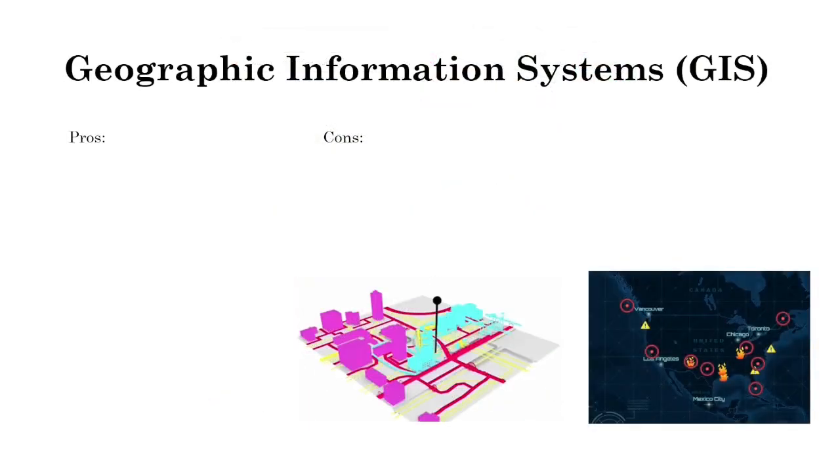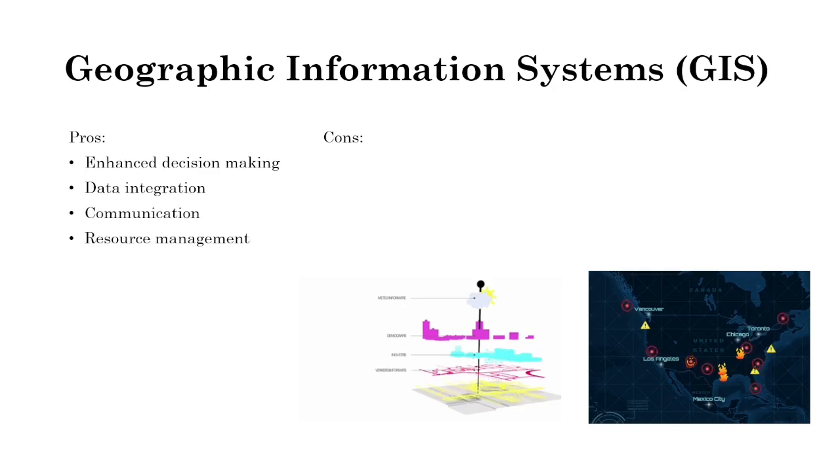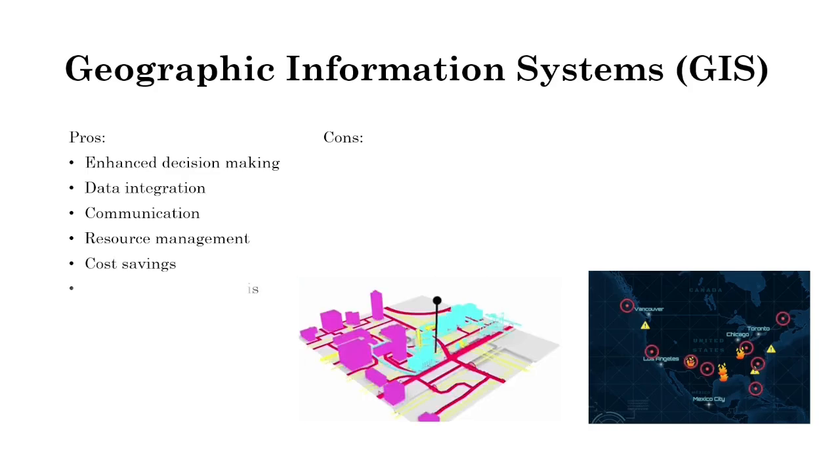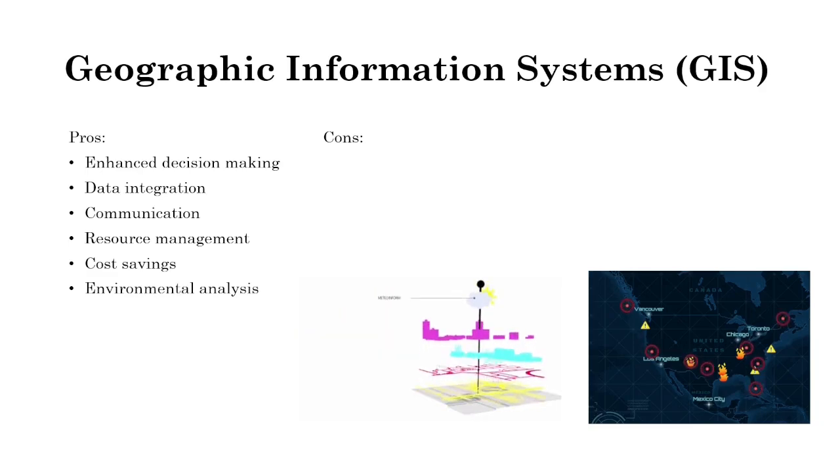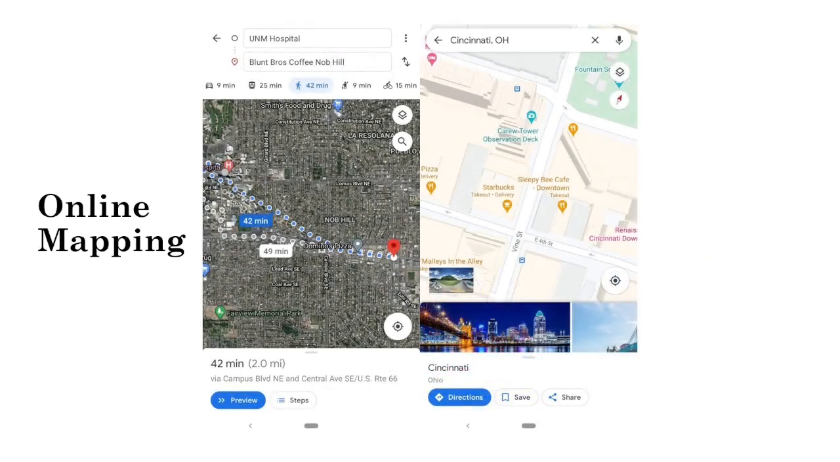Now, what are the pros and cons to using a GIS? Well, the pros include enhanced decision making, as well as data integration. You can get all of this layer data into one. You can communicate with other people. You can manage your resources. It also can save costs depending on how you use the decision making. It could also be great for environmental analysis because you make the actual physical environment a layer and analyze just that specific layer. You could also do need-based customization. That kind of goes back to the Google Maps here. You could use it for your own specific needs to see where places are, how you can get there, that sort of thing.